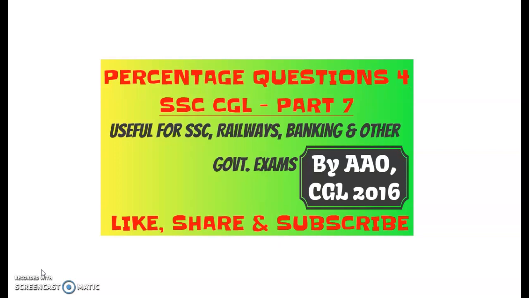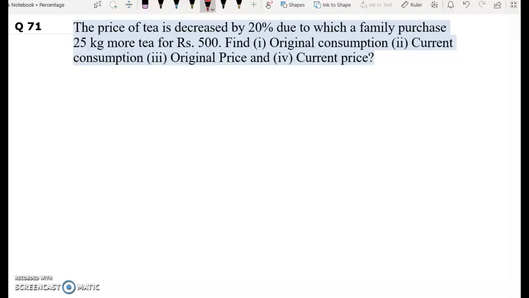Let's start with part 7 of percentage. Question number 71. The price of tea is decreased by 20% due to which a family purchased 25 kg more tea for rupees 500. Find original consumption, current consumption, original price and current price.